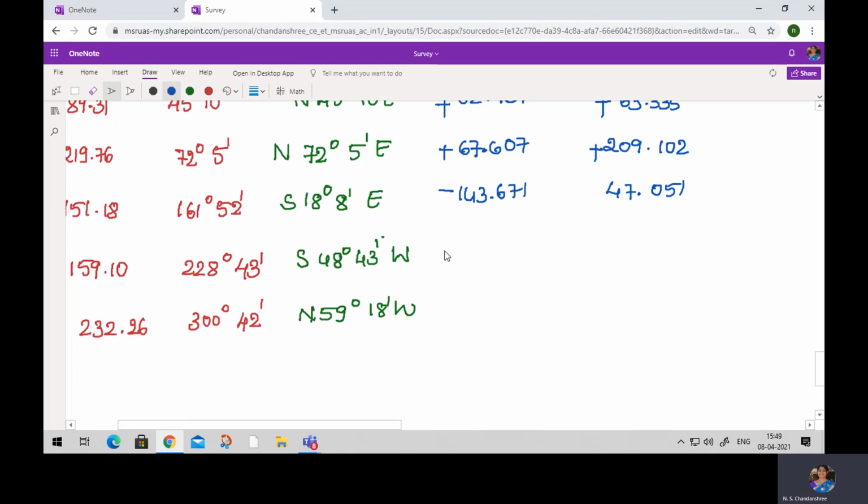For the next line DE, the latitude value is 104.971 meters. It is in south. Again, departure will have a negative sign because it is in west. So L sin theta, when we do, we get the answer as 119.556. Last line, as the latitude is in north, it is positive, departure is in west, it is negative. So the value of latitude is 118.578, and the departure is minus 199.709.